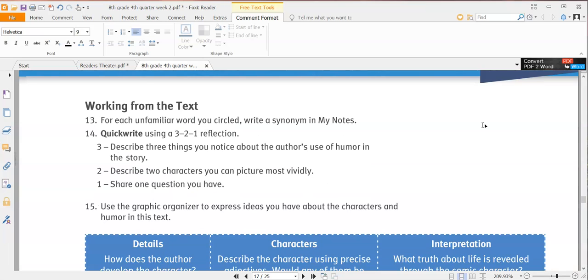So working from the text, for each unfamiliar word you circled, write a synonym in the My Notes section. Then, for number 14, you're going to do a quick write using the 3-2-1 reflection. 3, you're going to describe 3 things you notice about the author's use of humor in the story, 2 characters you can picture most vividly, and 1 question you have. You could just jot that over here in the side notes.